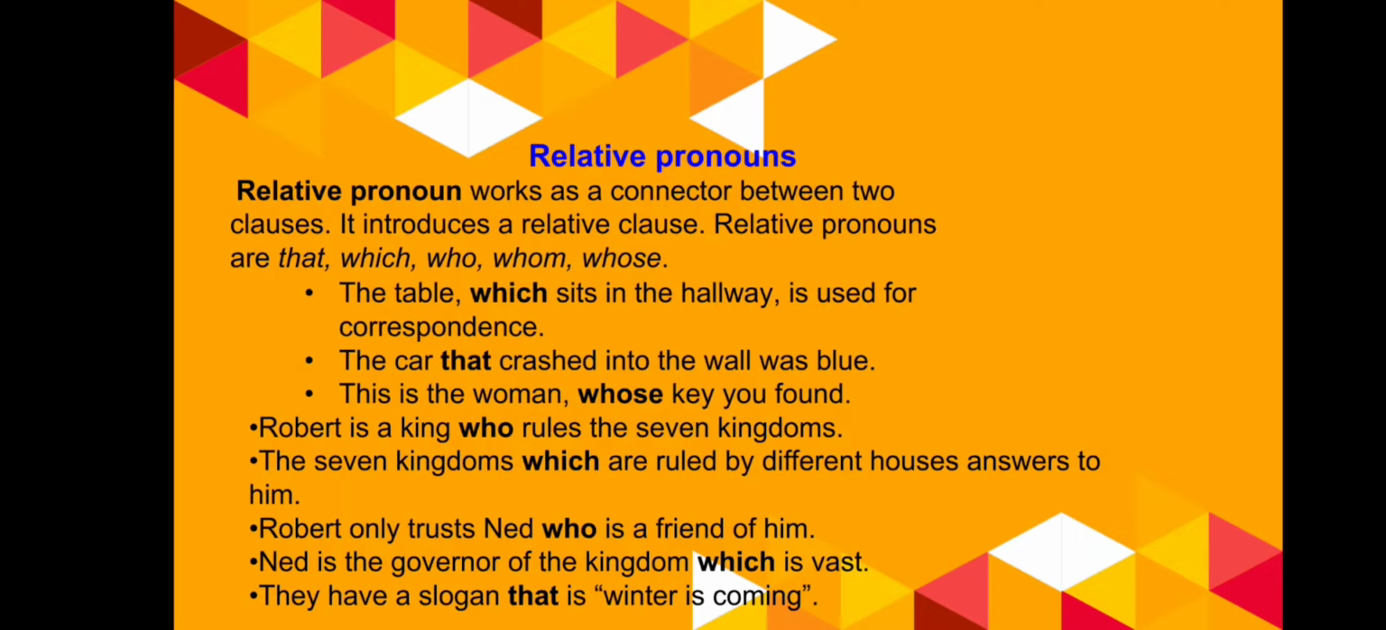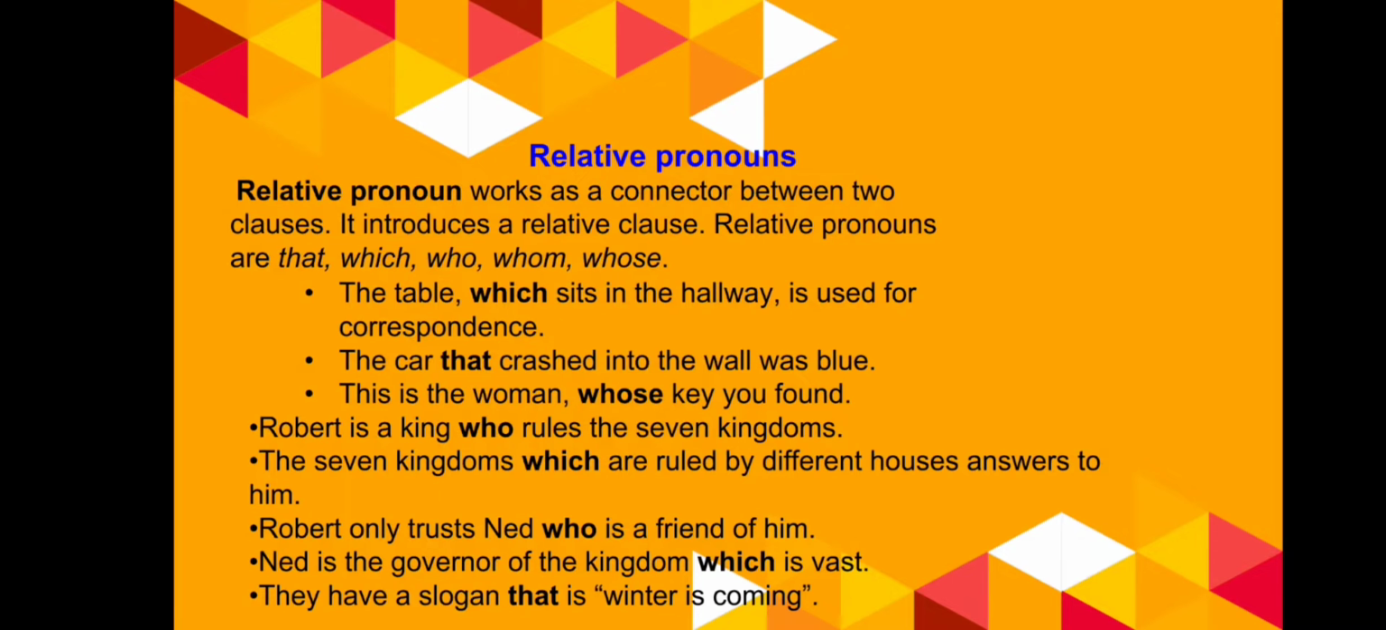So, the examples of relative pronouns are that, which, who, whom, whose, which are used in between the sentence. Not as a beginning, but in between the sentence are known as relative pronouns. The examples: the table which sits in the hallway is used for correspondence. The car that crashed into the wall was blue. This is a woman whose key you found.